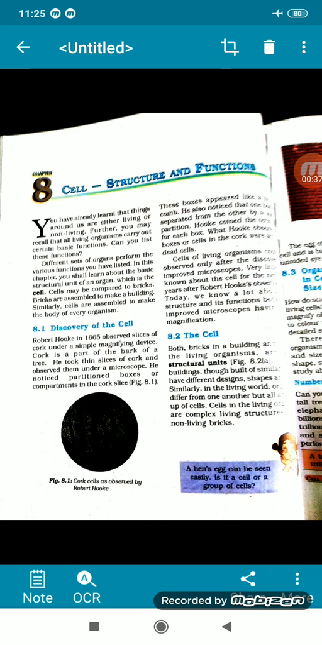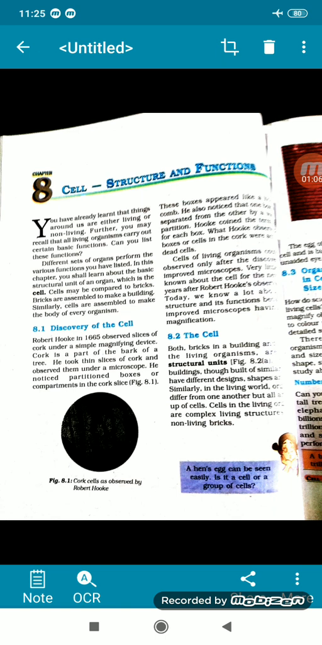8.1 Discovery of the cell. Robert Hooke, underline, in 1665 observed slices of cork under a simple magnifying device. Cork is a part of the bark of a tree. He took thin slices of cork and observed them under a microscope. He noticed partitioned boxes or compartments in the cork slice. Figure 8.1. These boxes appeared like a honeycomb.